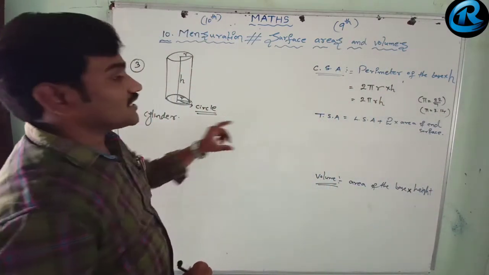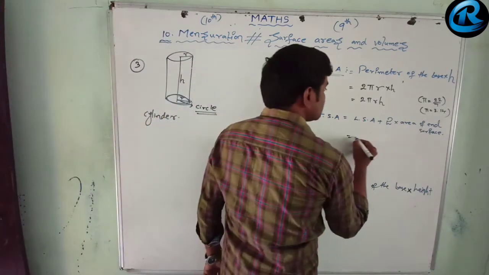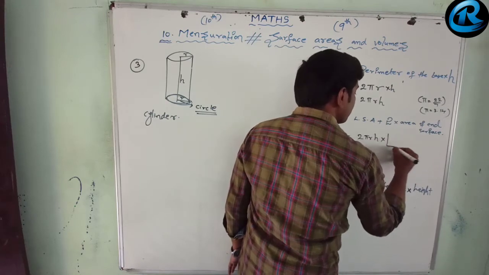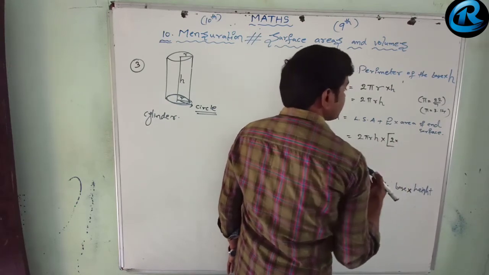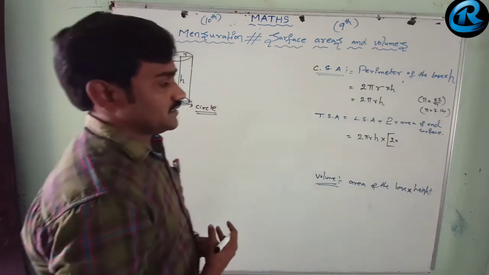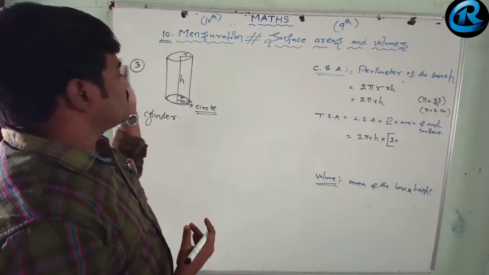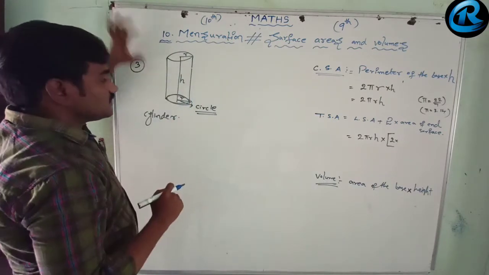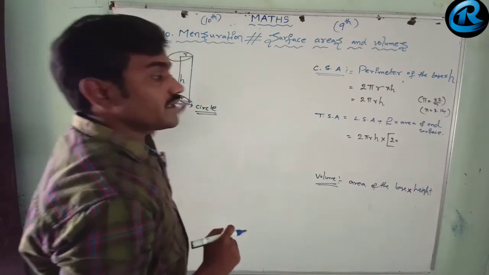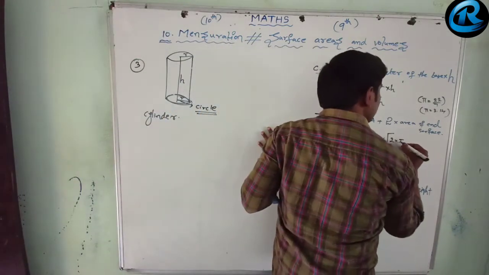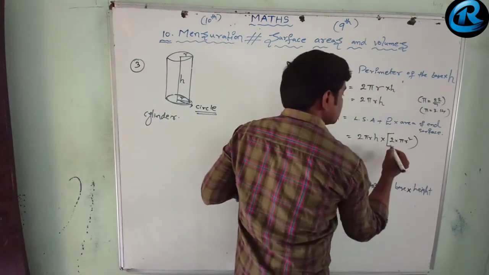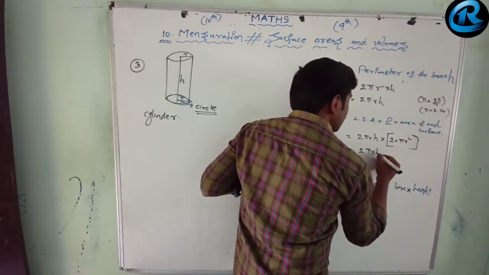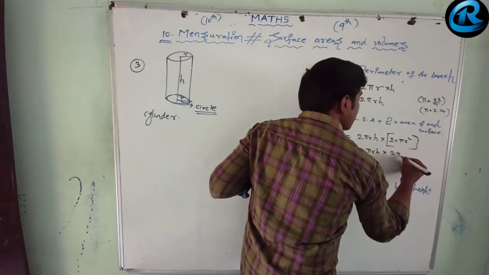Then, what is the total surface area? The total surface area is 2 pi r h plus 2 into the end surface area. Here the end surfaces are both circles. The area of a circle formula is pi r square. So here we have 2 pi r h plus 2 pi r square.